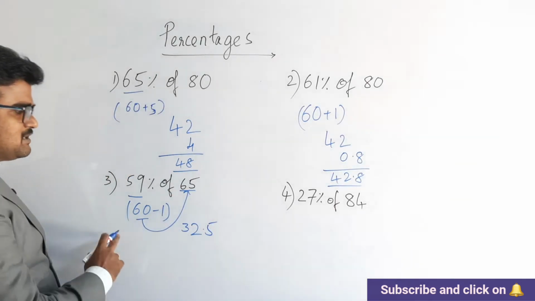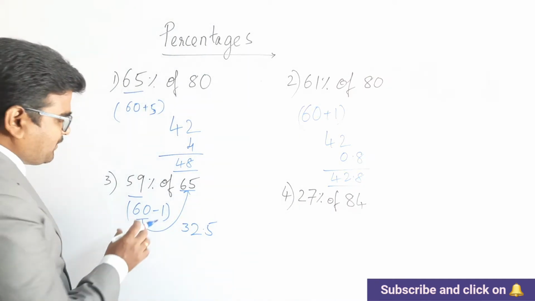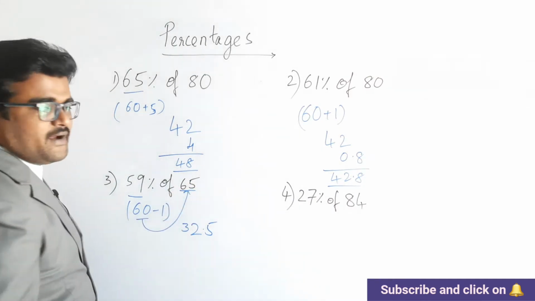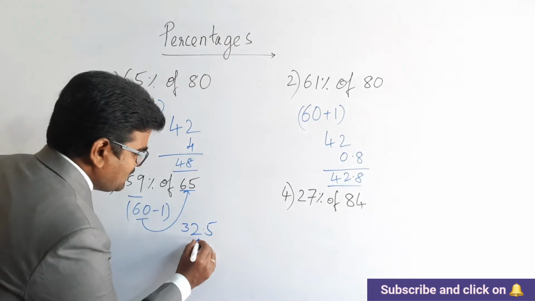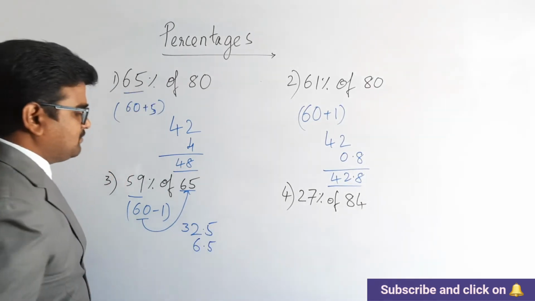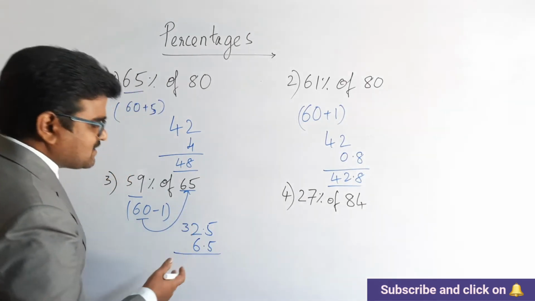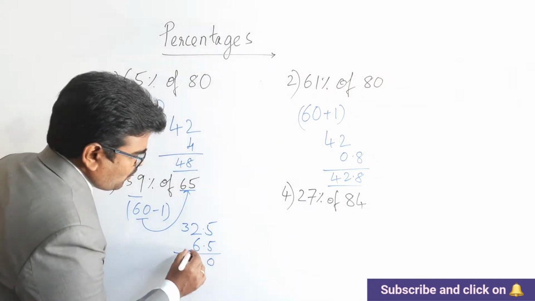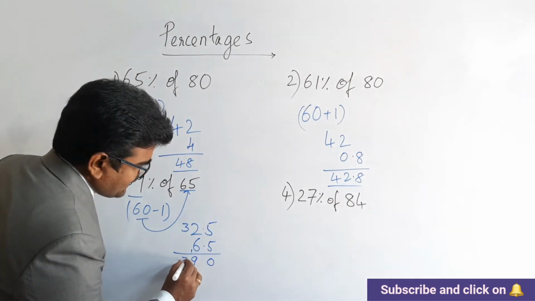32.5. 50% of 65 is 32.5. And what is 10% of 65? Just putting a point here, that means 6.5. Add these both, you get 60%, which is 39.0.